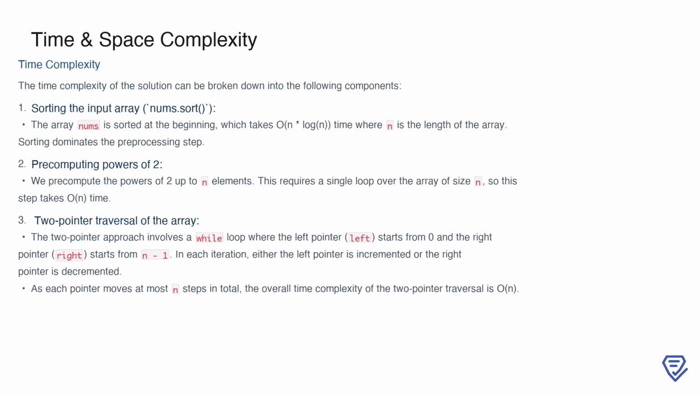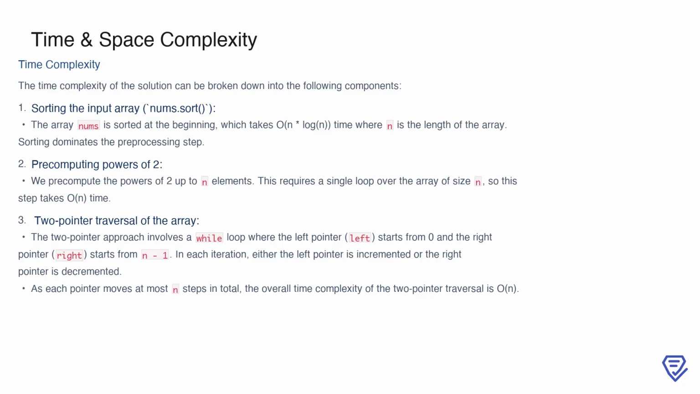To analyze the time complexity of our solution, let's break it into three main components. First, sorting the input array nums. Since sorting is performed using an efficient algorithm like quicksort or merge sort, it takes O(n log n) time, where n is the length of the array. This step is the most computationally expensive and dominates the pre-processing stage.